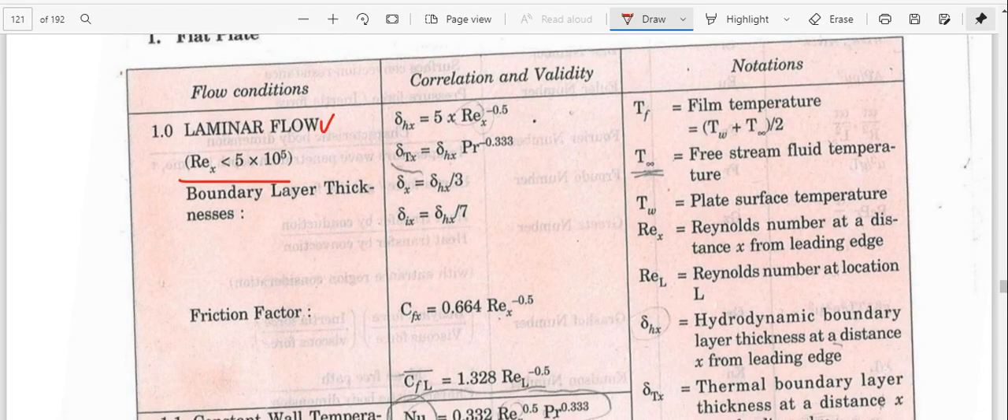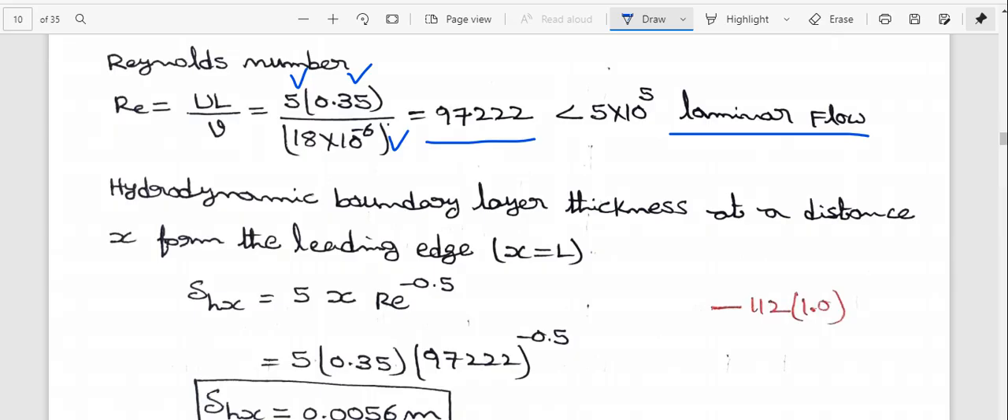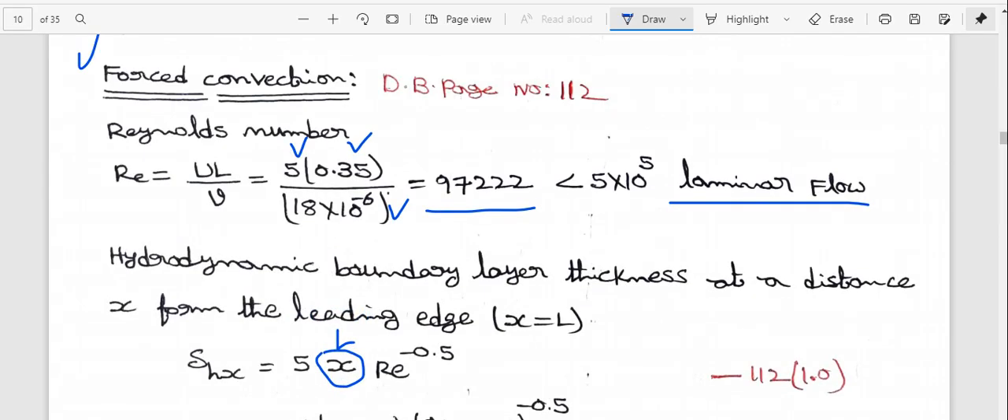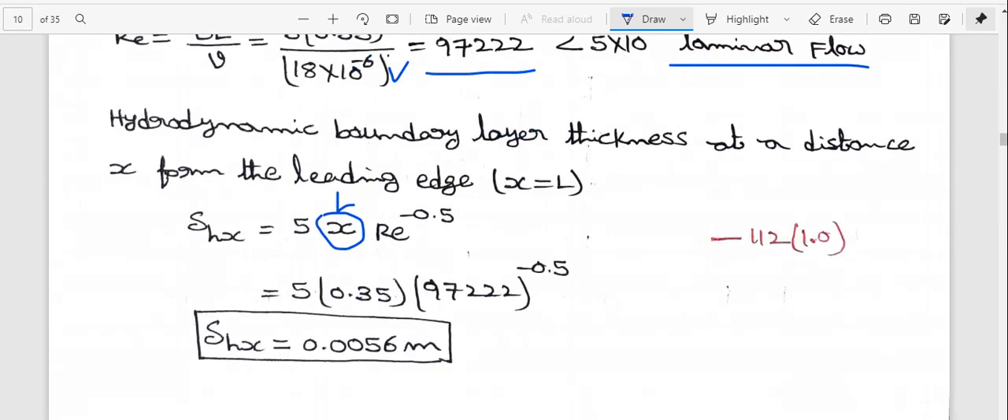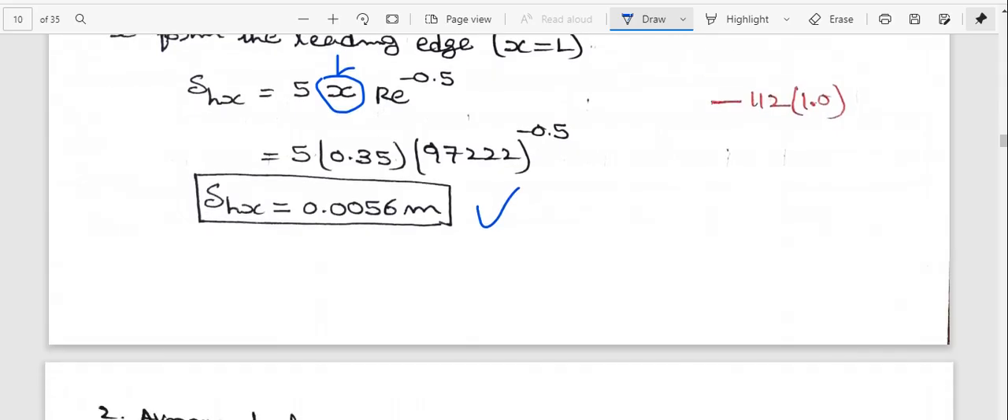Now we need to calculate the hydrodynamic boundary layer thickness at a distance of x from the leading edge. We take this formula from forced convection, external flow, flat plates. Delta Hx is equal to 5 into x into Re power minus 0.5. Here x is equal to L and the Reynolds number is equal to 97222. After substituting the Re value, the hydrodynamic boundary layer thickness is equal to 0.0056.